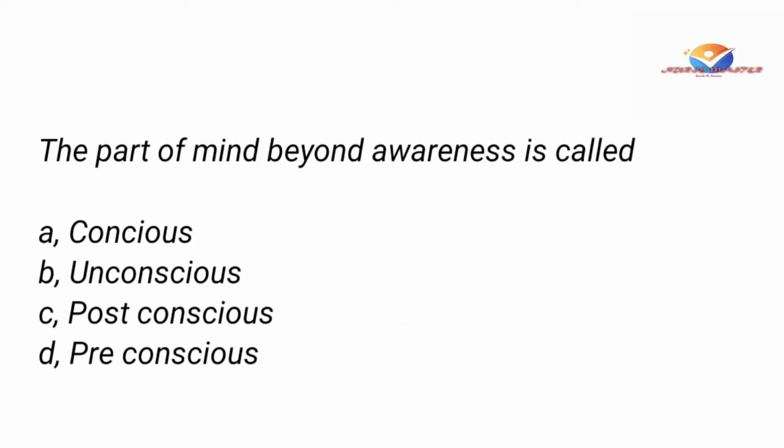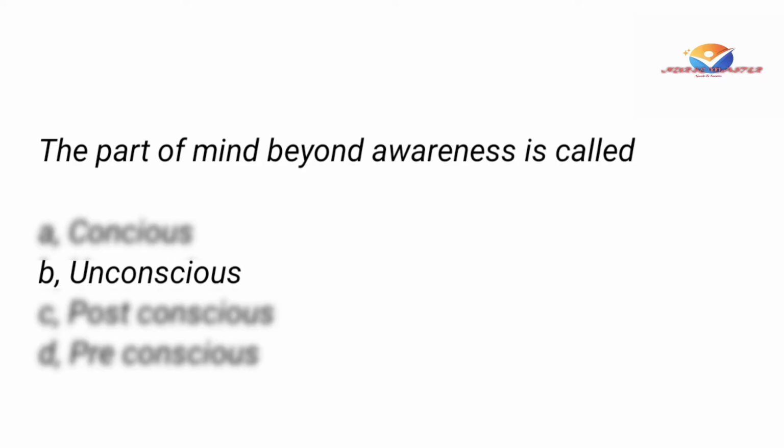The part of mind that is beyond awareness is called option A, conscious. Option B, unconscious. Option C, post-conscious. Option D, pre-conscious. The answer is option B, unconscious.